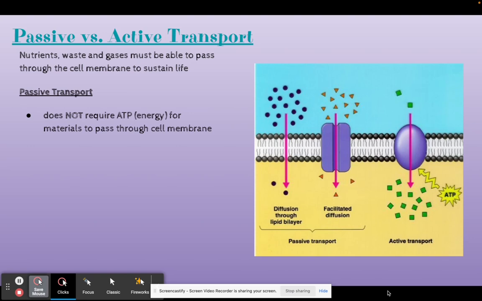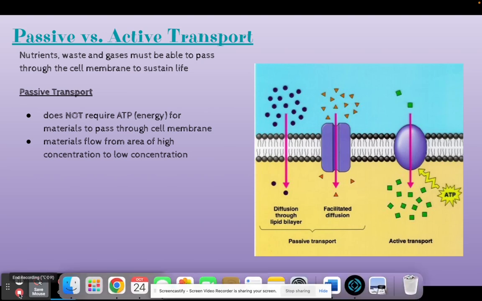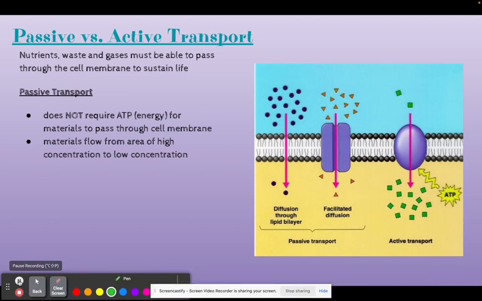So passive transport does not require ATP, remember adenosine triphosphate, that energy that cells use for materials to pass through the membrane. So things can just pass in and out. There's no energy required, hence passive. The materials, which direction they're going to flow, is things are going to flow from an area of high concentration to an area of low concentration.